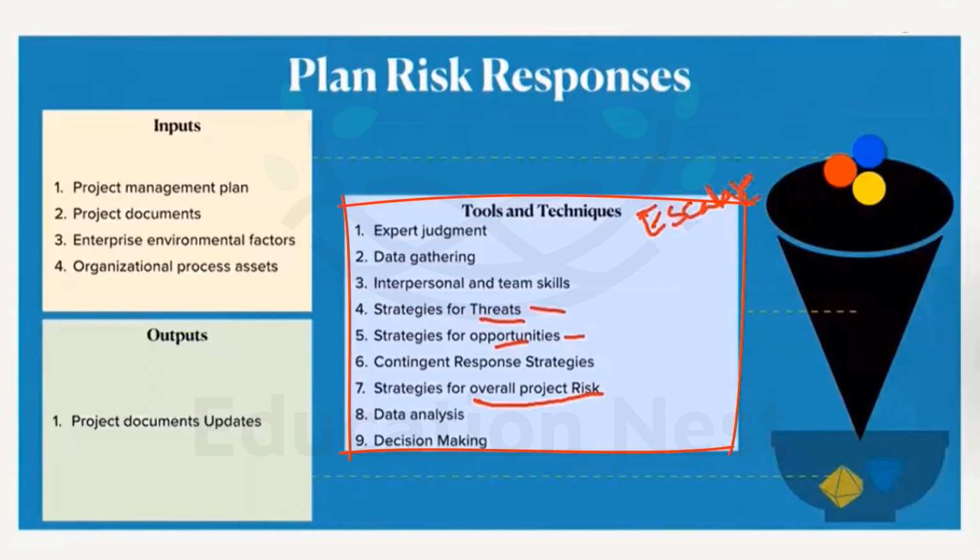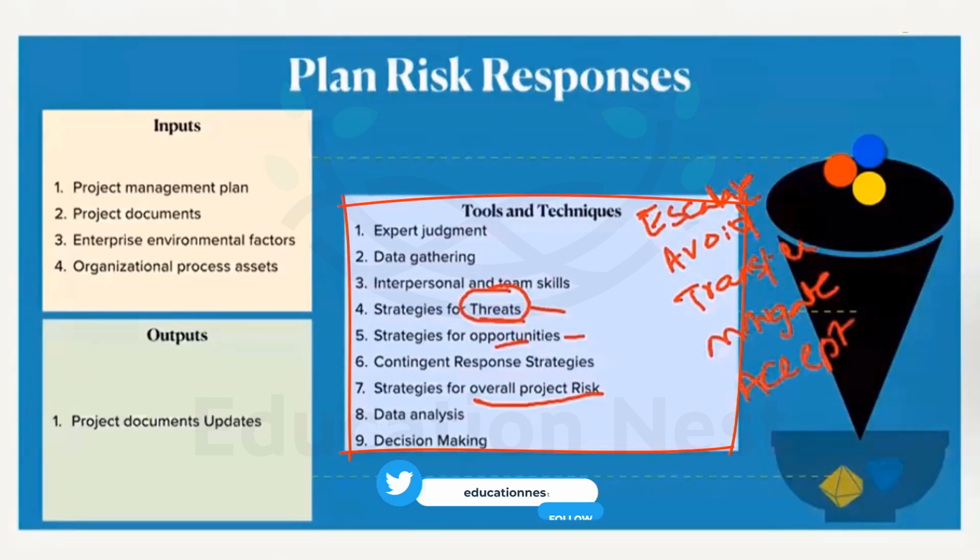When we see a risk or when we see a threat, that is the negative risk, what we can do is, the stakeholders can either escalate it, avoid it, transfer it to somebody else, or mitigate it. Mitigate is nothing but give a quick solution to it, or you can just accept the threat and live with it. These are the 5 strategies when a stakeholder comes across a threat.